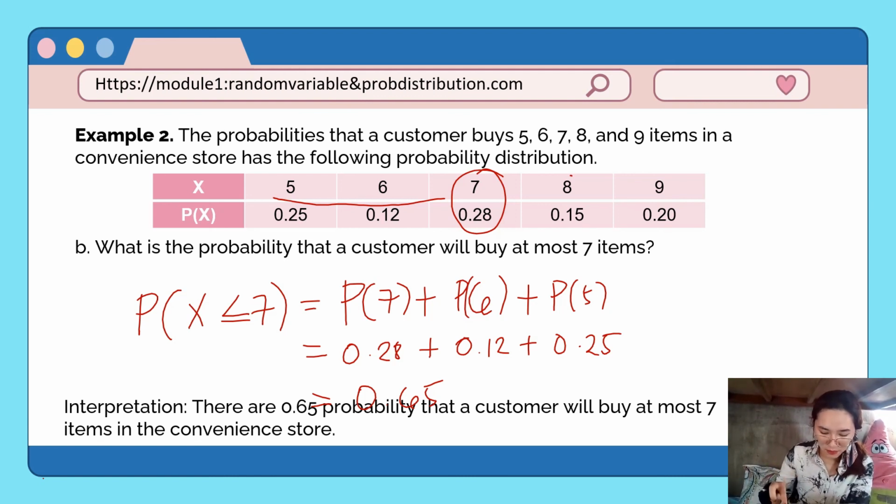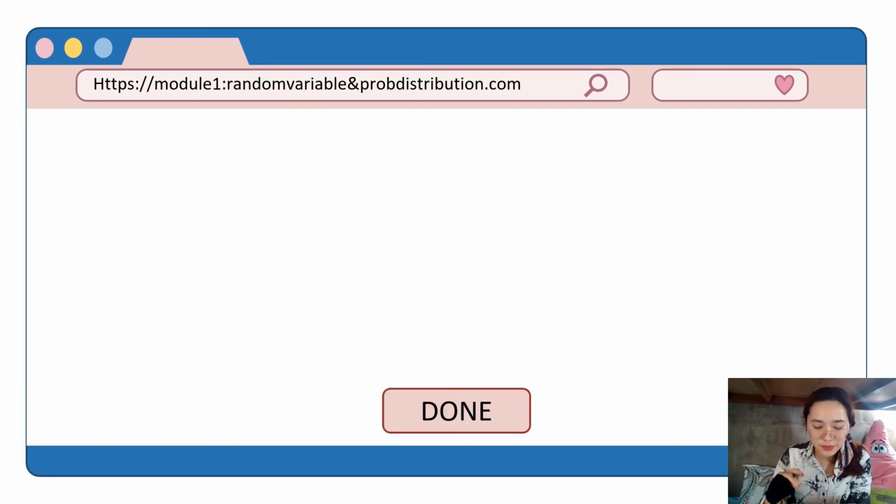Alright, so yun na pala yung last. And, of course, meron pa susunod na video dito about naman dun sa pinaka-last na topic natin, getting the mean and the variance of probability distribution. All about probability distribution naman yun. So, part 3 na yun ng about probability distribution.